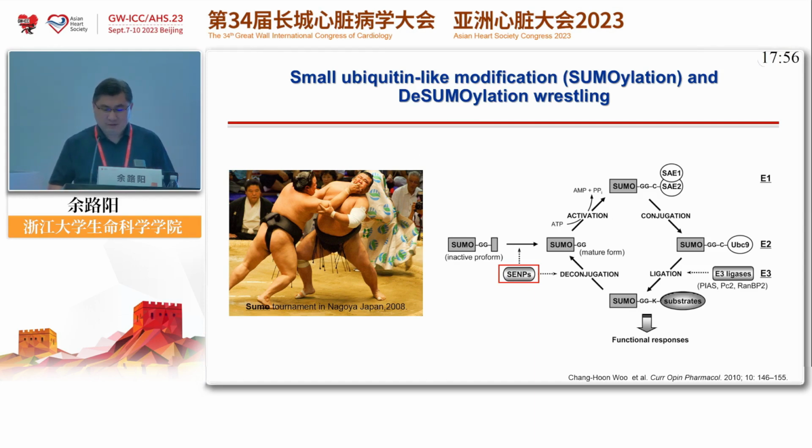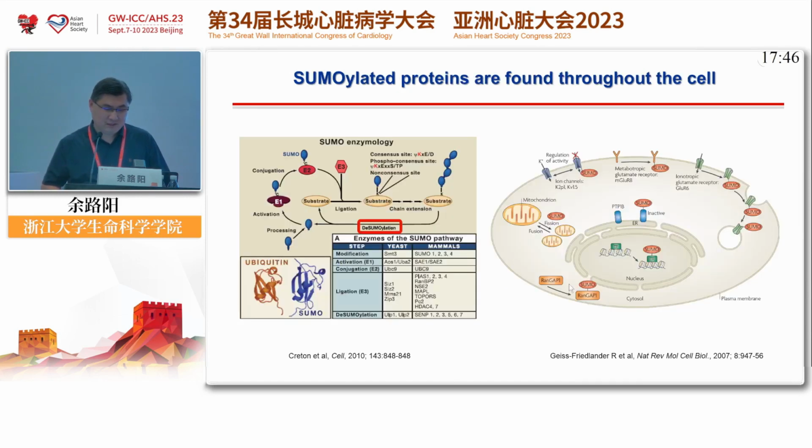By E1, E2, and E3, the SUMO molecules conjugate to their substrates, and deSUMOylation is performed by the deSUMOylase family, SENPs. So far, originally people just focused on nuclear proteins as substrates, but it has extended to some cytoplasmic proteins and also receptors.